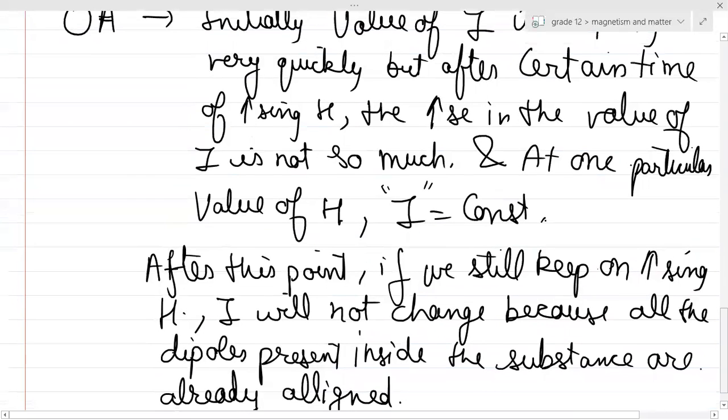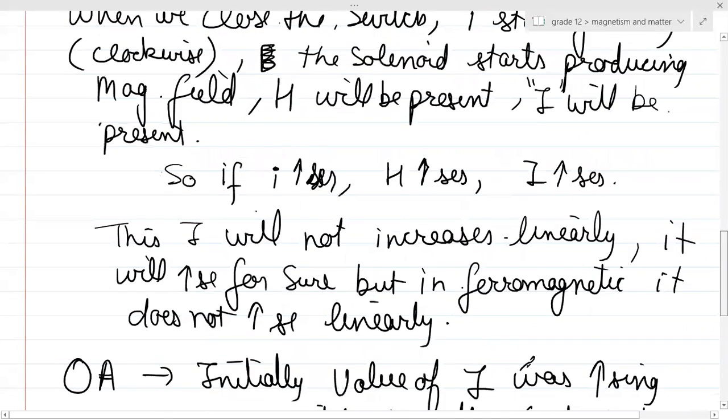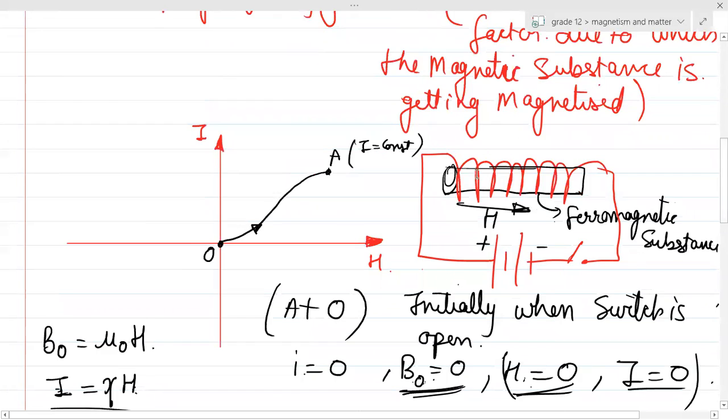Please keep on writing with me so that you can understand the whole curve. We will discuss two quantities also in this curve only, retentivity and coercivity. Guys, is the OA part clear, everyone? Is the OA part of the curve which we have drawn over here clear? Is this part clear?